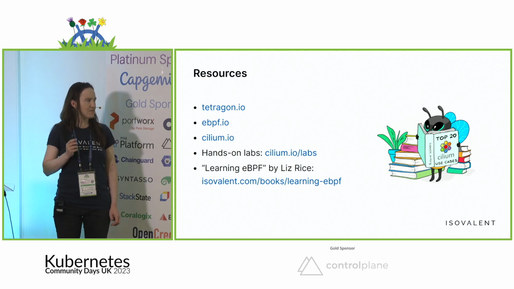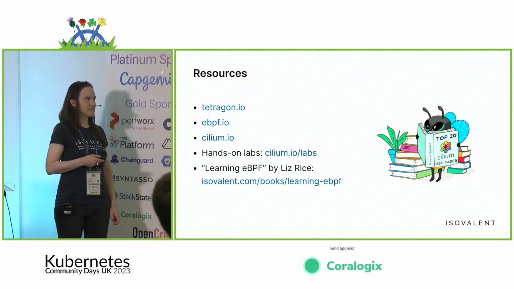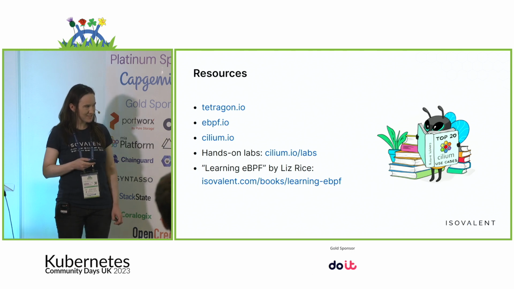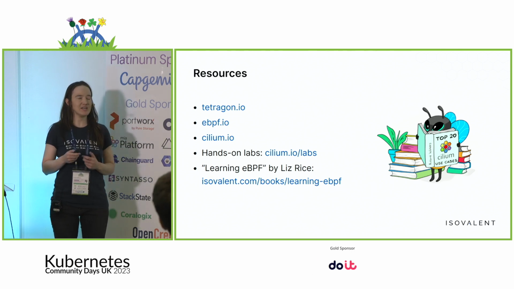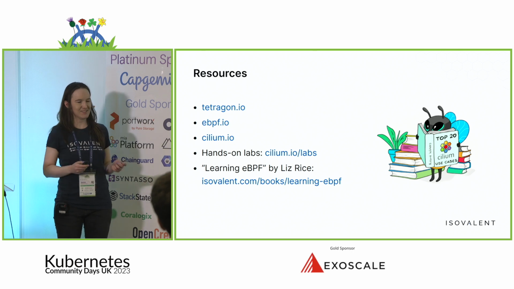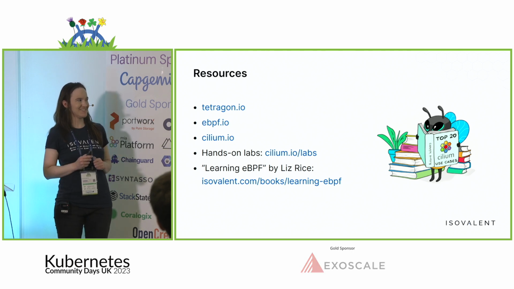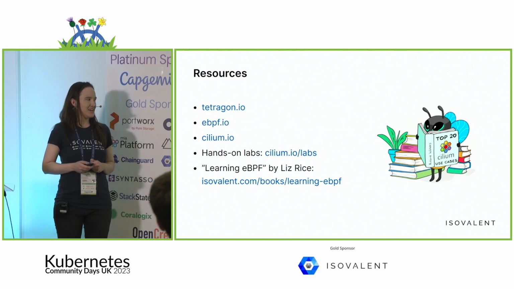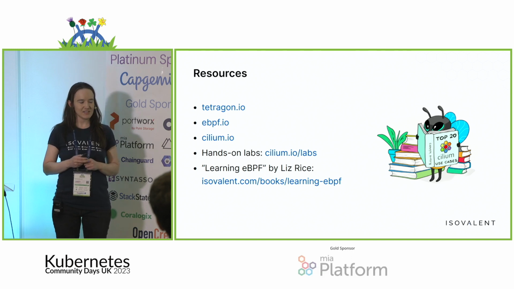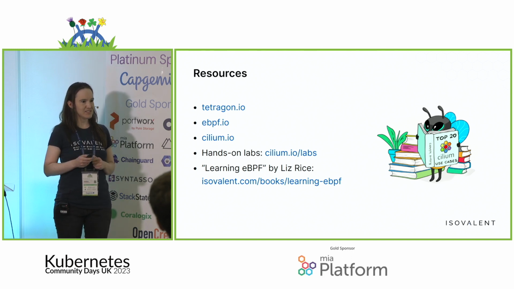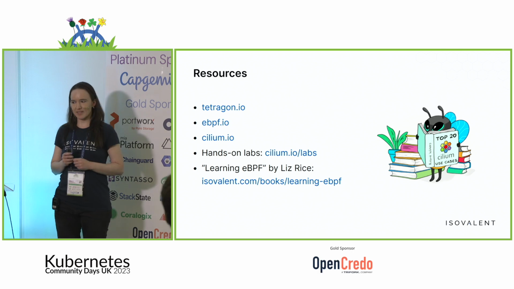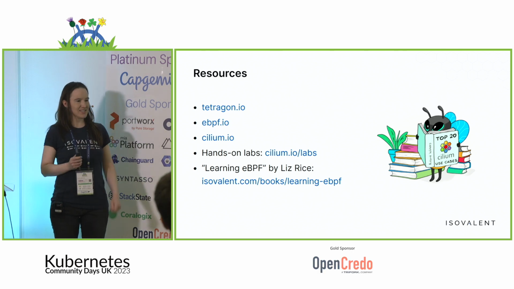One of them is the Learning eBPF book by Liz Rice. If you want to learn more about eBPF and write your own code, then it's the best resource, honestly. And there's also a book about Tetragon specifically, Security Observability with eBPF. So check it out too.